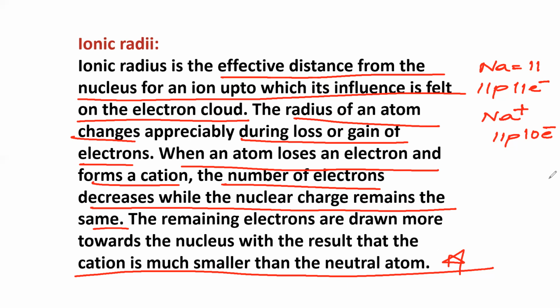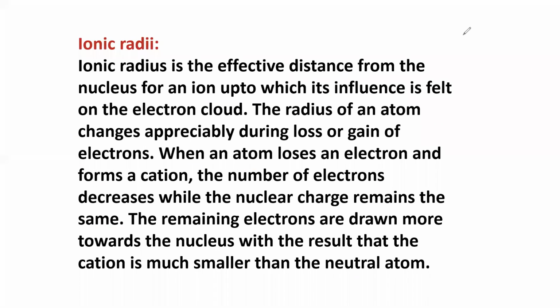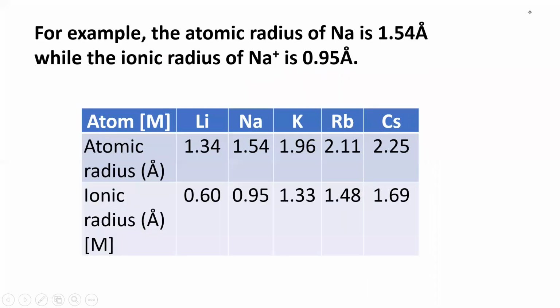When an atom gains an electron, it will form an anion. Let us see now what happens in an anion. The atomic radius of sodium is 1.54 angstroms, while the ionic radius of sodium is 0.95 angstroms. Why? Because in the sodium ion one electron is lost, due to which the number of protons is more, so the nuclear charge is more. As I already told you, if the nuclear charge is more for a species, either ion, atom, or molecule, automatically its size decreases.